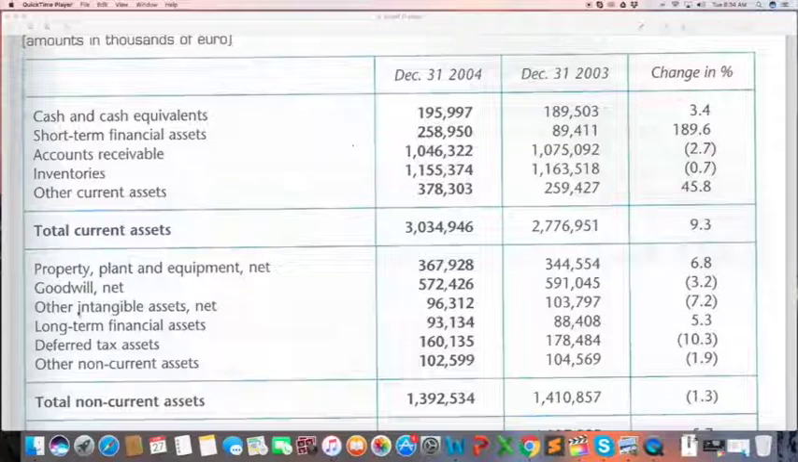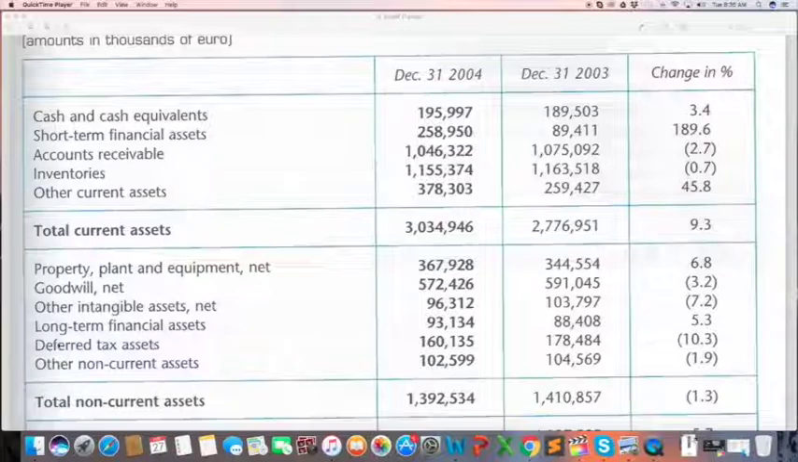Then we have goodwill, net, that we have already seen also. Other intangible assets, also net, from amortization in this case. Outros ativos intangíveis. Long-term financial assets, investimentos de longo prazo.